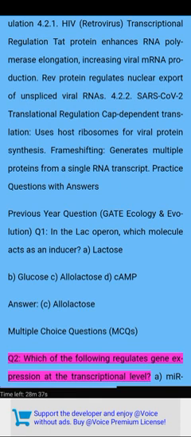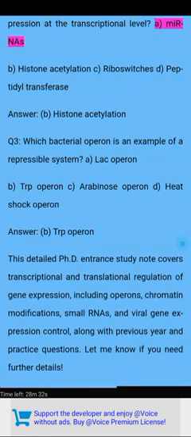Multiple choice questions, MCQs. Q2. Which of the following regulates gene expression at the transcriptional level? A. miRNAs. B. Histone acetylation. C. Riboswitches. D. Peptidyltransferase. Answer: B, Histone acetylation. Q3. Which bacterial operon is an example of a repressible system? A. Lac operon. B. Trp operon. C. Arabinose operon. D. Heat shock operon.